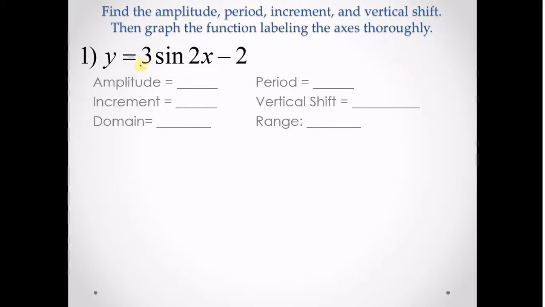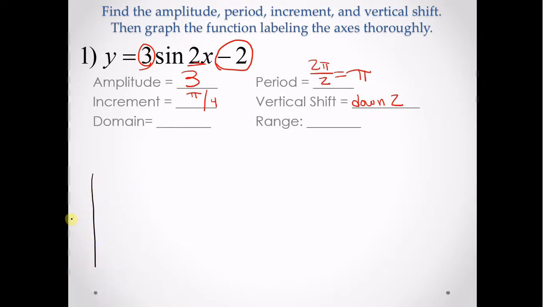So my amplitude is 3. My period is going to be 2 pi divided by 2, because that's my b, right? So my period's pi. My increment would be pi divided by 4. My vertical shift, you look at the back half here, I have a negative 2. So I'm going to go down 2 from my original axis. So I'm going to go here, go down.